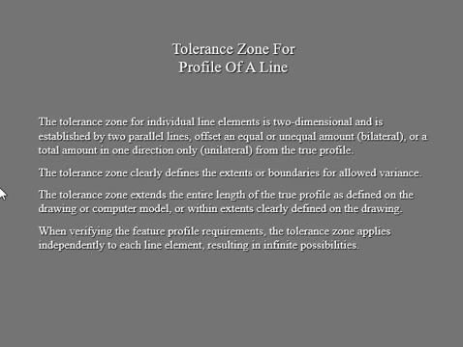Tolerance zone for the profile of a line. Now we're going to look at the individual line elements. Of course we're still in two-dimensional space. We will establish that by using two parallel lines, because it is a line, so you need two parallel lines as a zone. You will think about the offset and equal or unequal, bilateral or unilateral, using those two parallel lines to study the line profile.